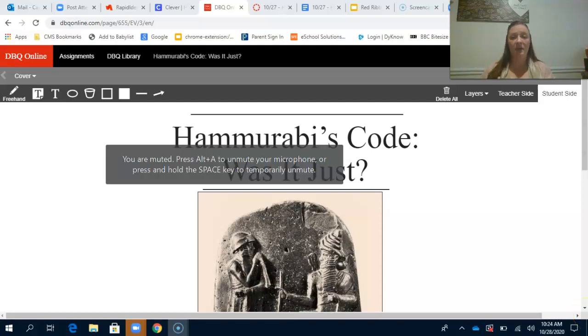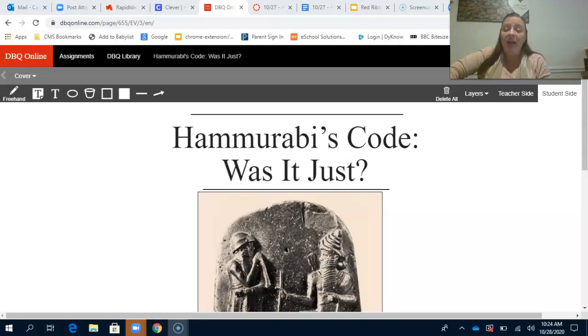Hey guys, today we're going to be talking about whether or not Hammurabi's code was just. And to do that, we have to analyze the primary sources that make up Hammurabi's code, which is the whole purpose of a document-based question, which is what we are working on: to look at the primary source documents and secondary source documents to recreate an answer to a historical question. And in this instance, our historical question is, Hammurabi's code, was it just?